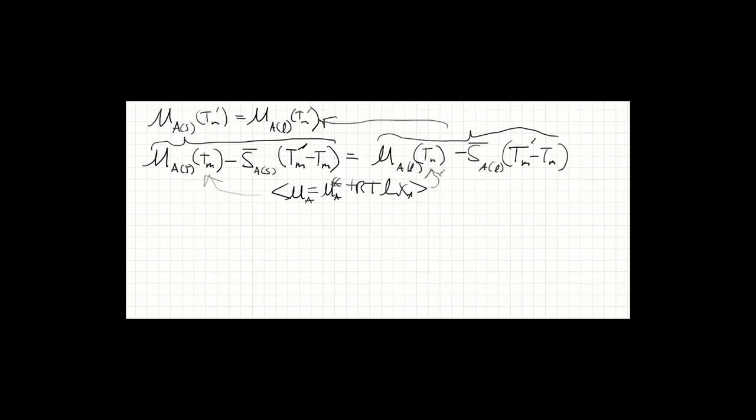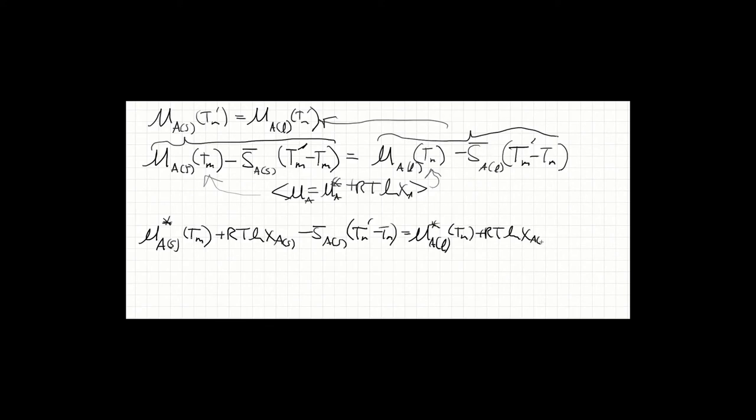And so we get chemical potential of A solid pure at TM plus RT log of XA in solid minus the molar entropy of A solid times delta T, which is TM prime minus TM, is equal to the chemical potential of pure liquid at TM plus RT log of the mole fraction of A in the liquid phase minus the molar entropy of A liquid times delta T, which remember we said was TM prime minus TM.